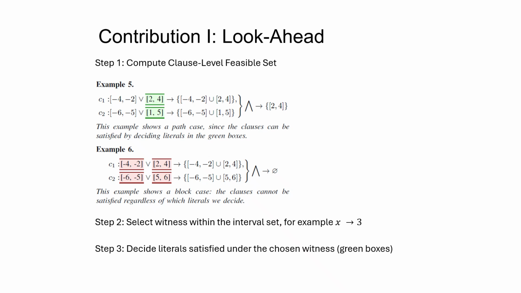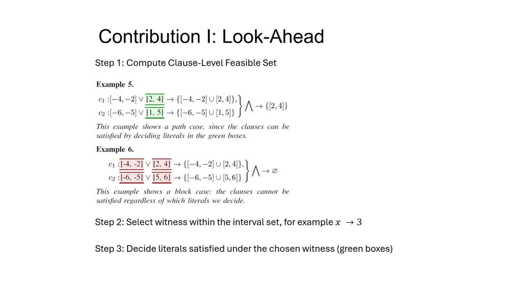We categorize these cases into two cases. Example 5 is a past case where the feasible set of a variable is not empty, so we can choose, for example, the literals in the green boxes to decide, avoiding that type of conflict. Example 6 cannot be avoided: conflicts occur under any literal combination.